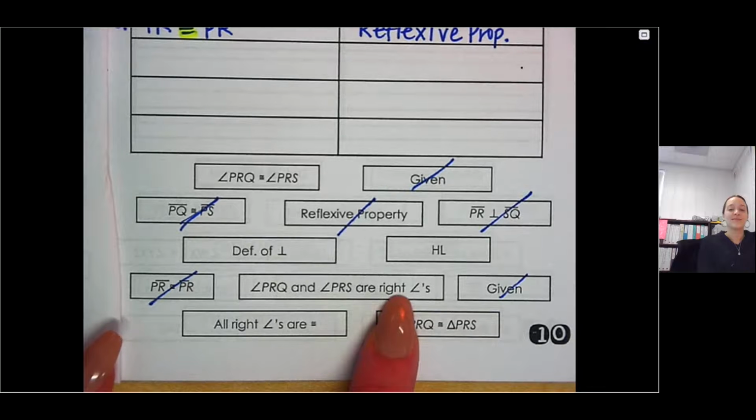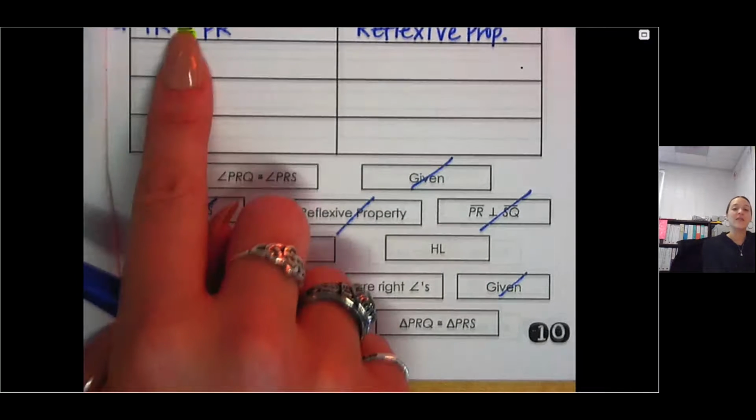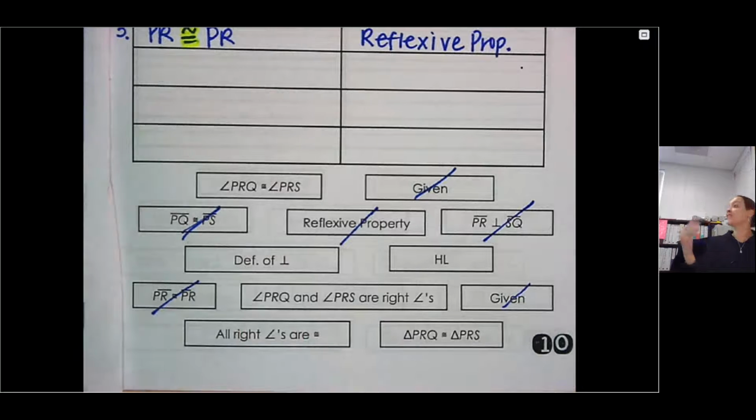Ooh, what? Well, hypotenuse leg isn't until I get 3 of these. Definition of perpendicular. So the word perpendicular told me that there's 90-degree angles. So that's my next statement.